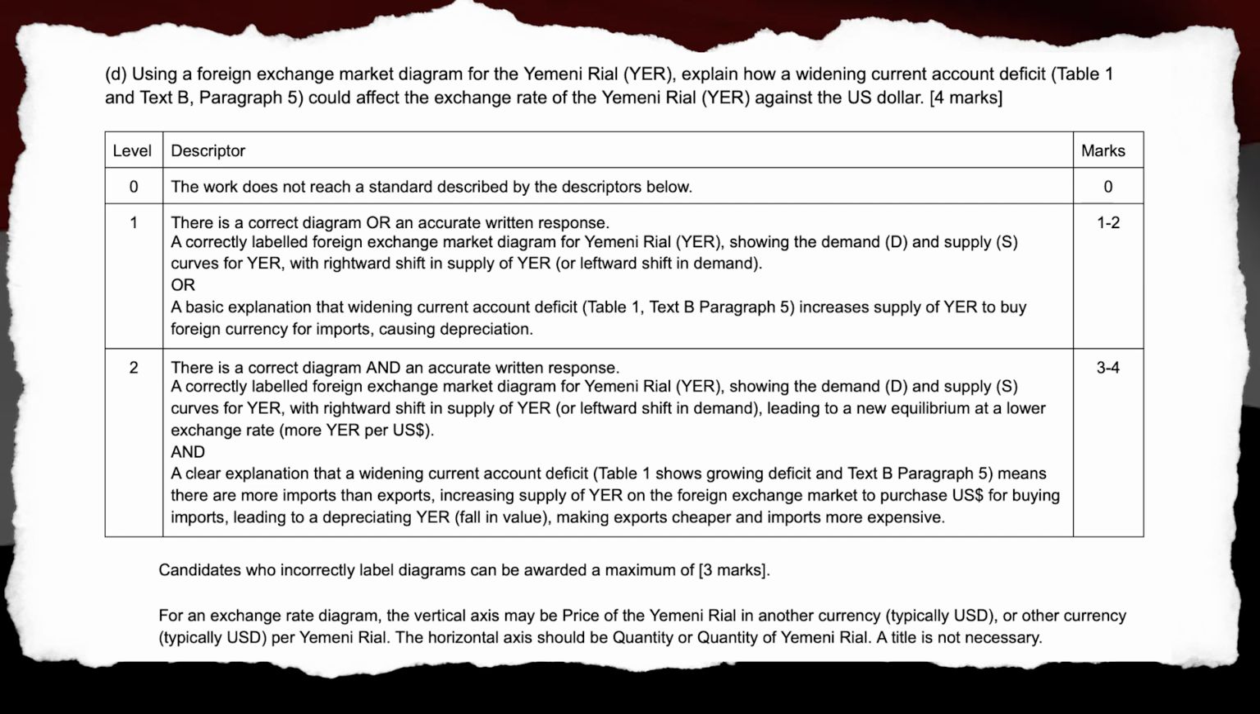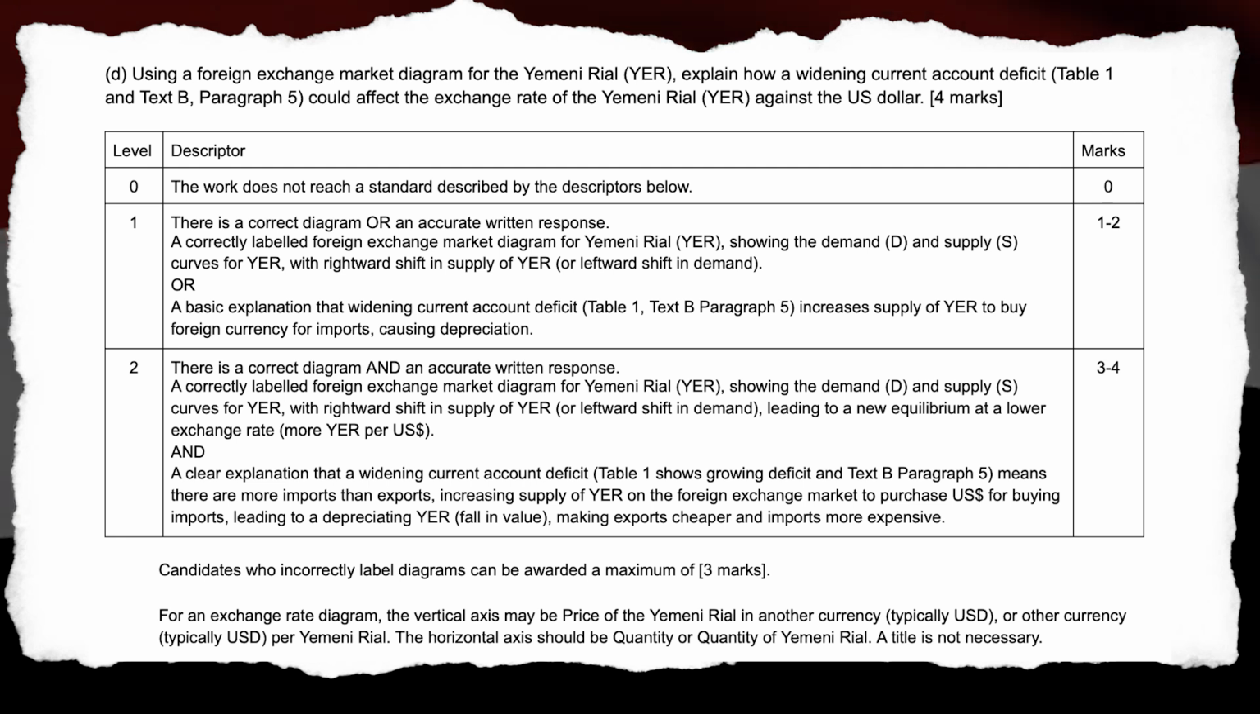D. Using a foreign exchange market diagram for the Yemeni rial, explain how a widening current account deficit, Table 1 and Text B, Paragraph 5, could affect the exchange rate of the Yemeni rial against the US dollar. 4 marks. Level 1. A correctly labeled foreign exchange market diagram for Yemeni rial, showing the demand and supply curves for YER with rightward shift in supply of YER or leftward shift in demand. Or a basic explanation that widening current account deficit, Table 1 and Text B, Paragraph 5, increases supply of YER to buy foreign currency for imports, causing depreciation.